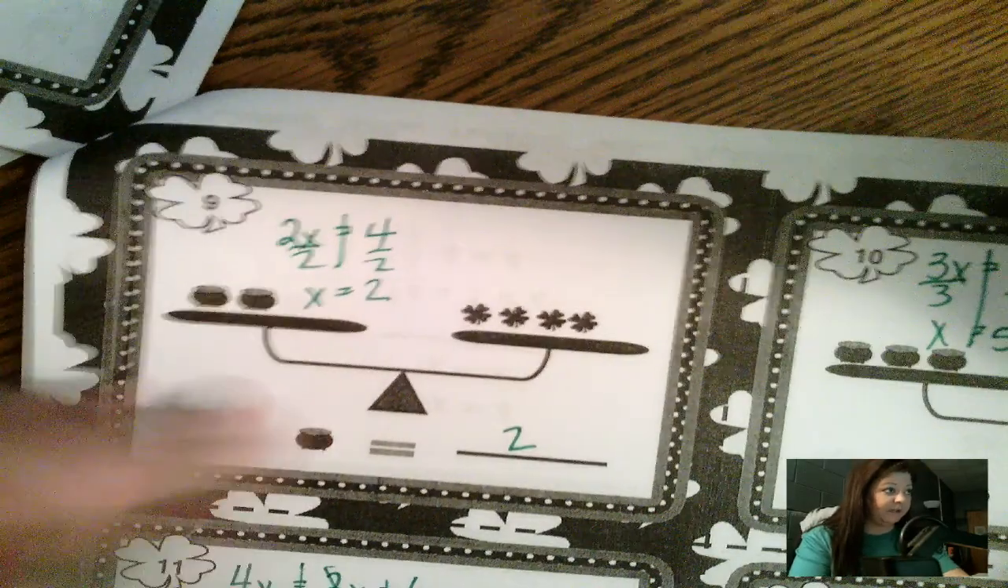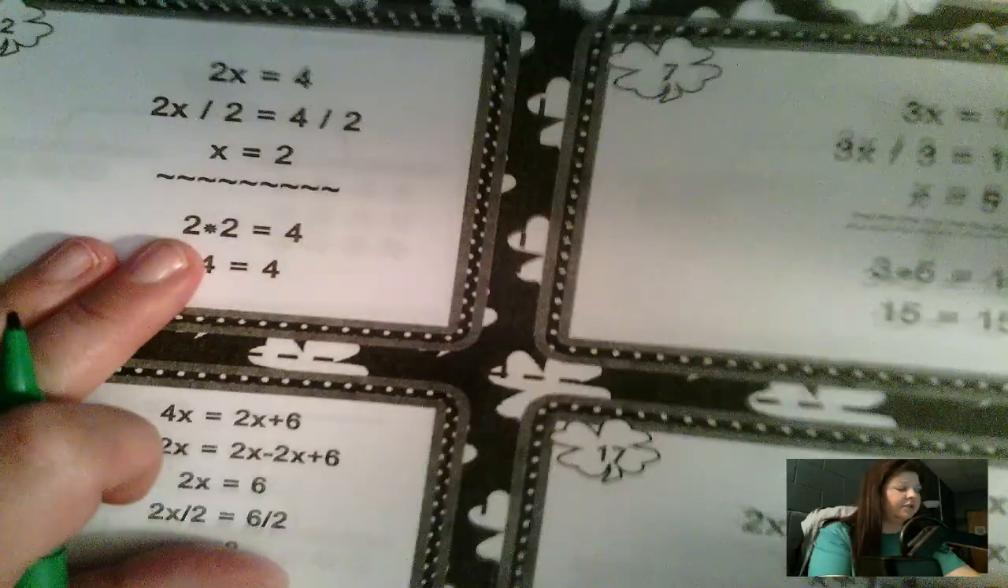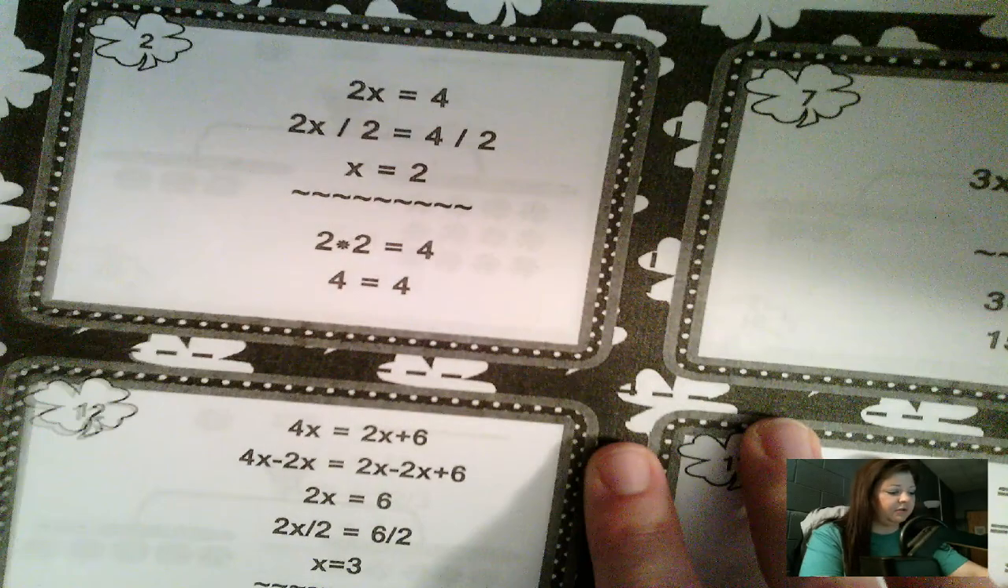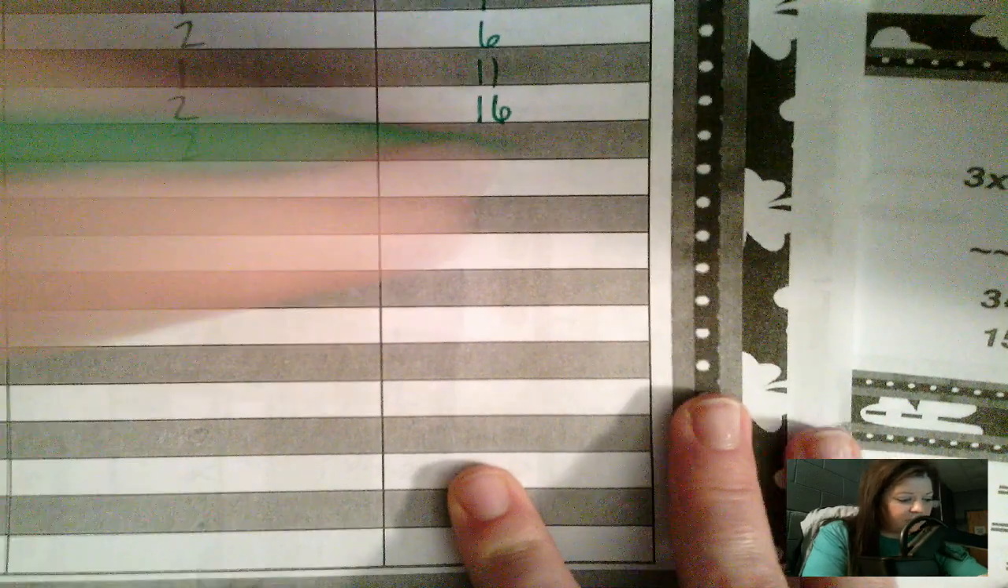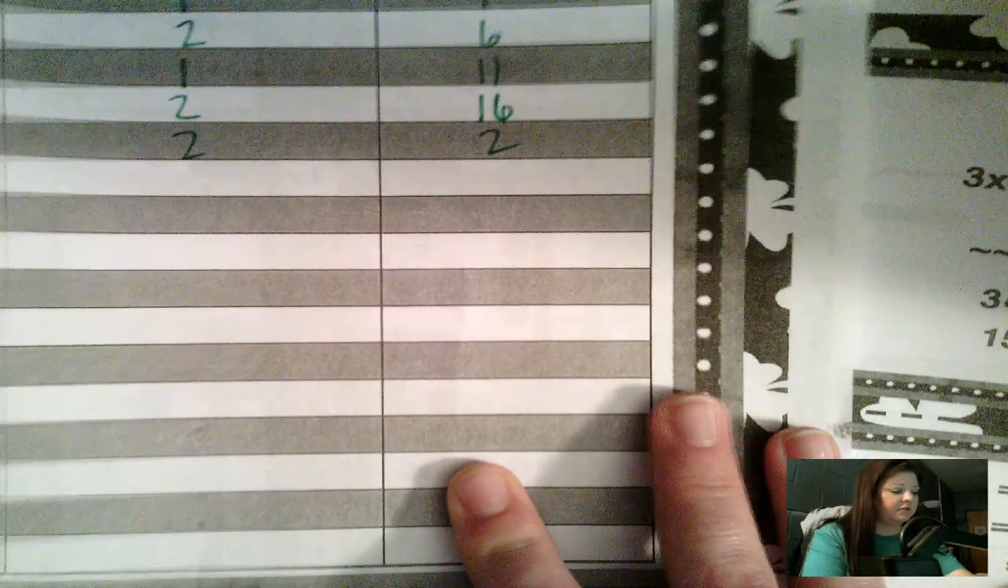So this is an easy way to do it. So clover card number 9 should be 2x is equal to 4. And that matches up with equation card number 2, which is x equals 2. So x equals 2, and that's equation card 2 for number 9.